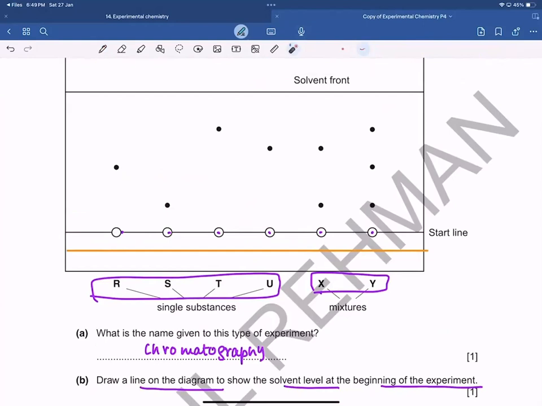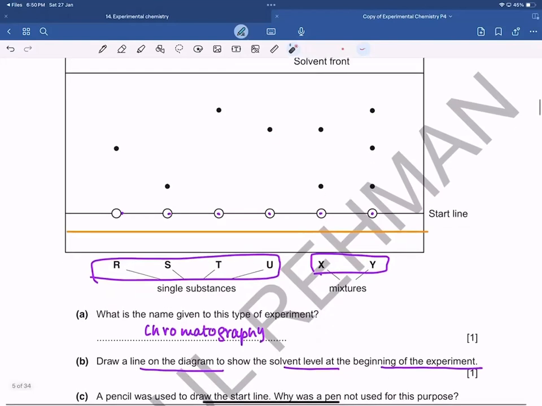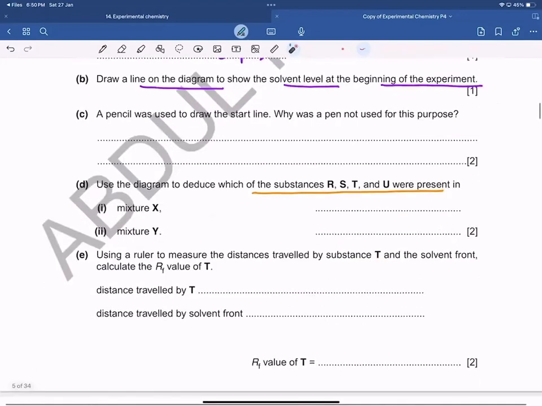Okay, see, if you look at X, there is one spot in X over here, which is exactly the same distance as S. So it means that mixture X has one pure substance S in it, and the other spot has the same distance as U. So the other substance present in mixture X is U. You have to identify like this. So I will write over here: S and U are present in mixture X.